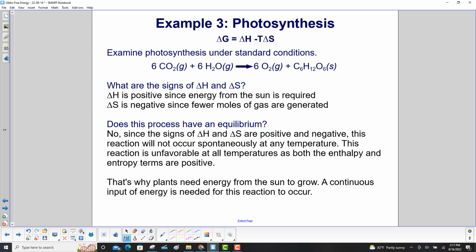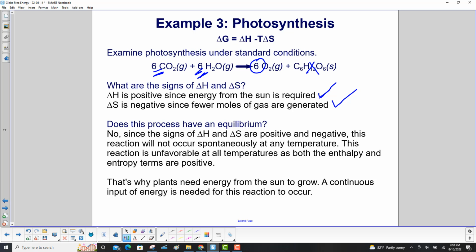What are the signs of delta H and delta S? Well, the change in enthalpy is positive since energy from the sun is required to drive the reaction. The change in entropy is negative since fewer moles of gas are generated. Right, we start with 6 moles of carbon dioxide plus 6 moles of water gas, water vapor, that's 12. And on the other side, we have 6 moles of gas. We don't count the solid, so 12 is greater than 6.